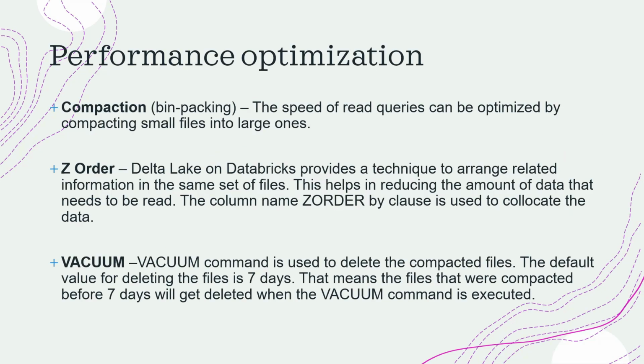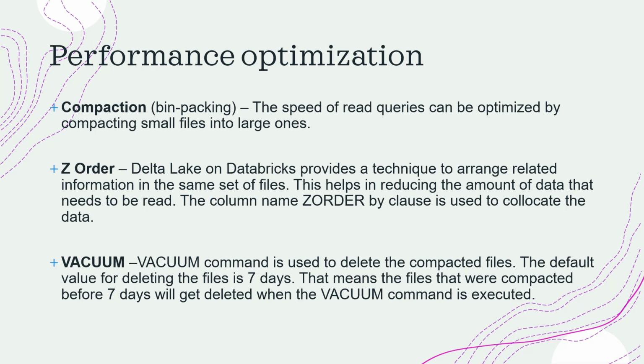Now, we spoke about how Delta Lake works, how tables are stored, and how we are doing the ACID transactions. One more important thing is to understand how performance optimization is done for Delta tables. There are three features, I would say, for performance optimization. First is compaction, which is also known as bin packing.